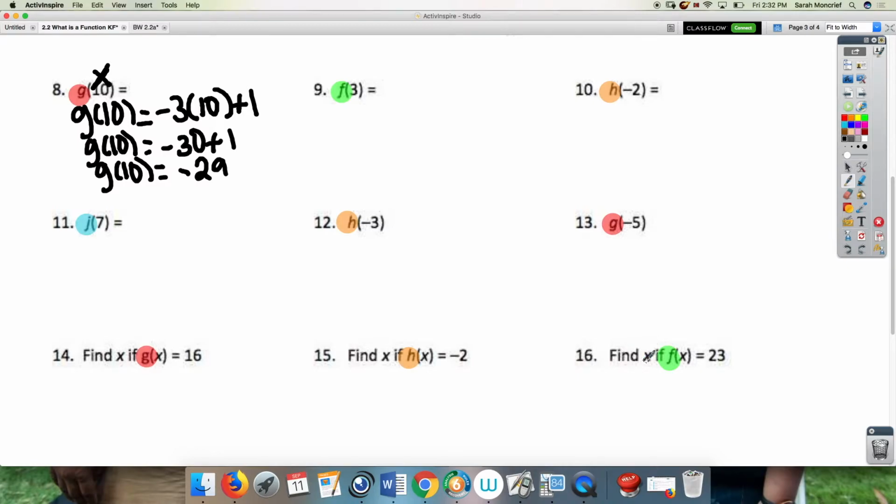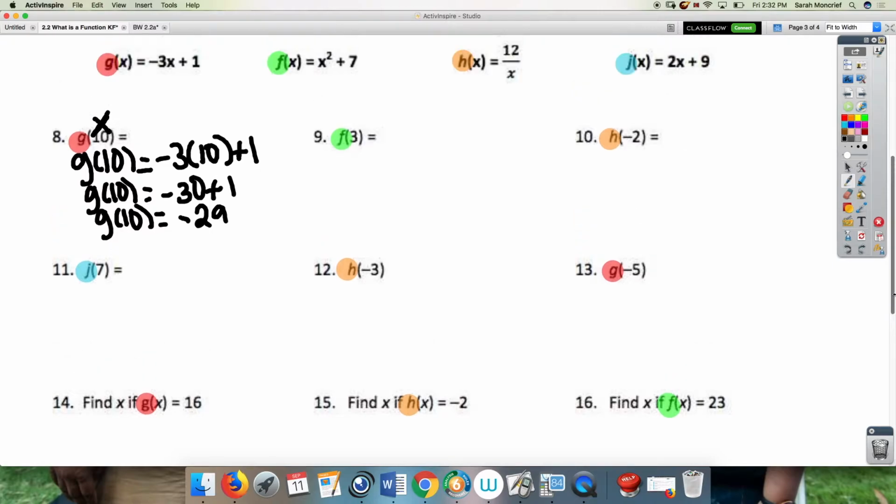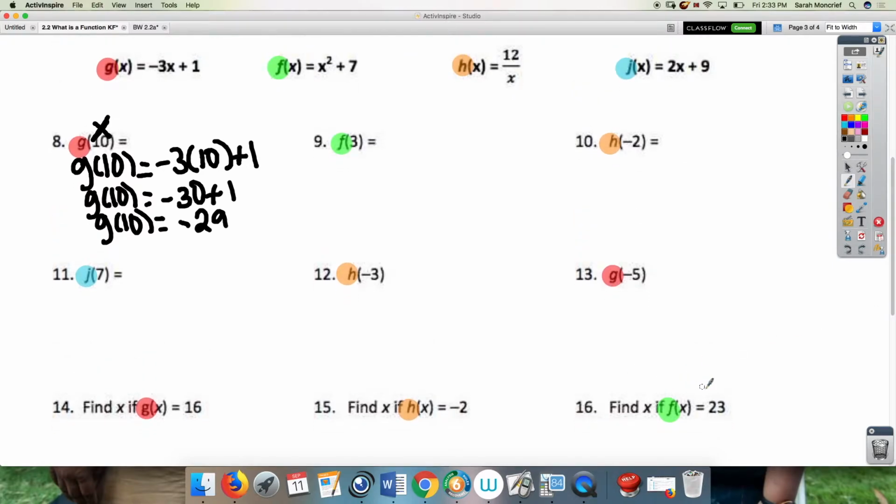It says find x. We want x. One way I like to remember how to do these is this 23 is not on the inside of the parentheses, so it's an output. And if it's an output, we're going to put it outside the equal sign. We will not replace x with it, and we will not keep the f tacked on.